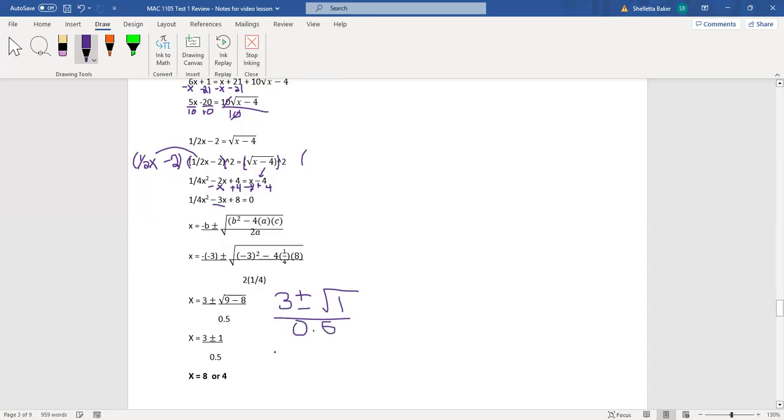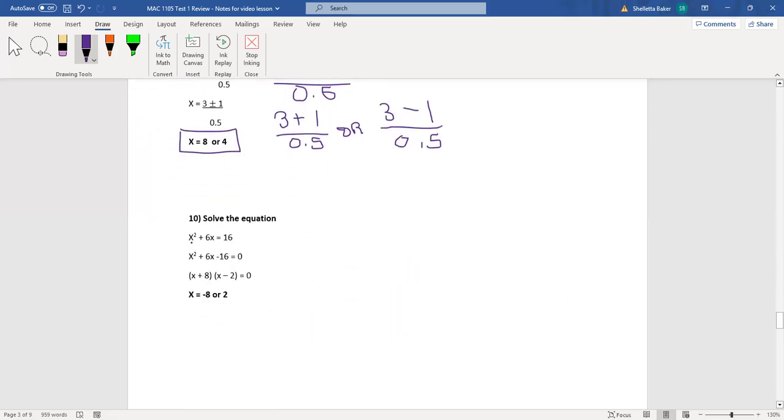Remember that plus and minus gives us two potential solutions. 3 plus square root of 1, and square root of 1 is just 1, divided by 0.5, or 3 minus 1 divided by 0.5. But when you simplify, you should get x equals 8 or 4.